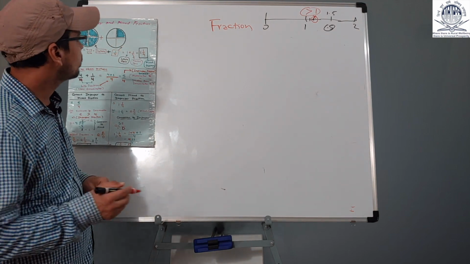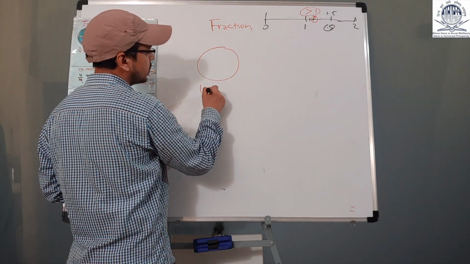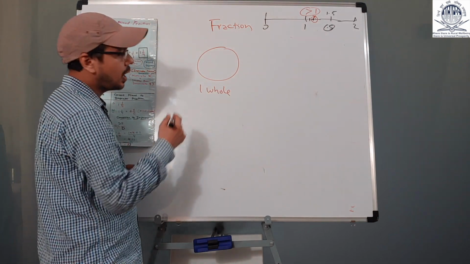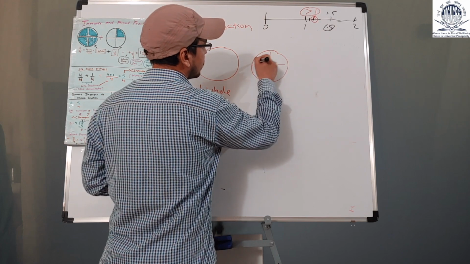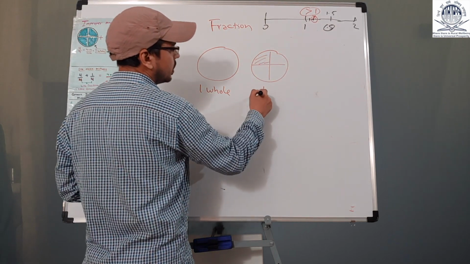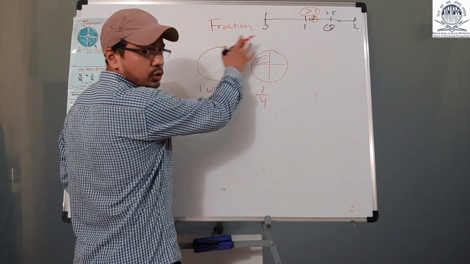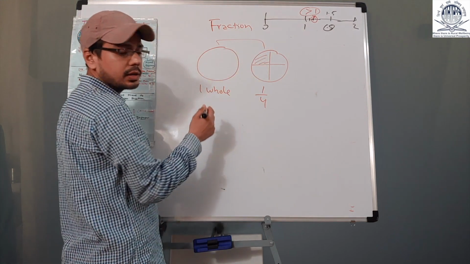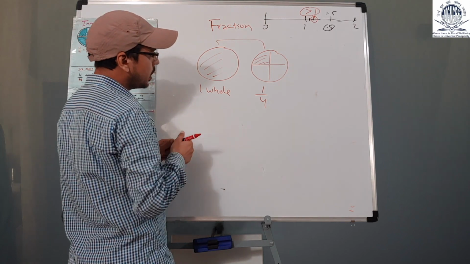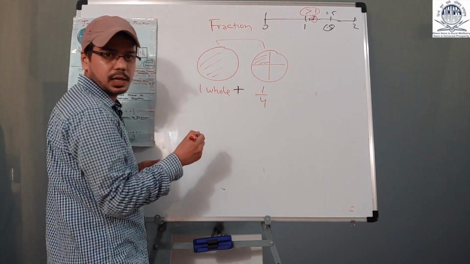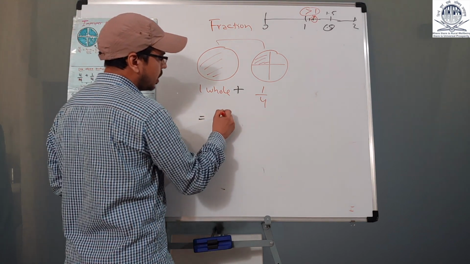We have an example where suppose we are going to make a whole like this. So I have this one whole, and now I'm going to add something to it. Let's say I'm going to add 1/4 of this. If this is 1/4 and this is one whole, considering both of them have the same size, I'm taking the whole part and I'm taking 1/4. What if I add both of them?